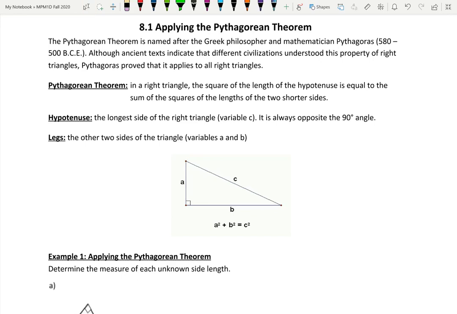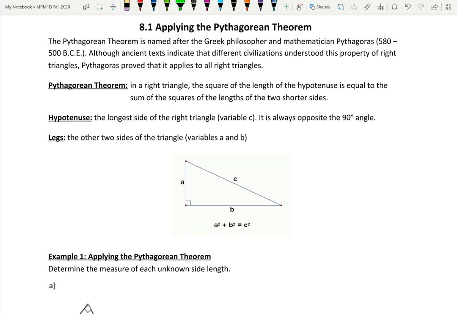Welcome to the last unit of the course, which is Chapter 8 in the textbook. Today's lesson is 8.1 and 8.2. Hopefully a lot of this is a review from grade 7 and 8 math. If not, you'll be learning it today.